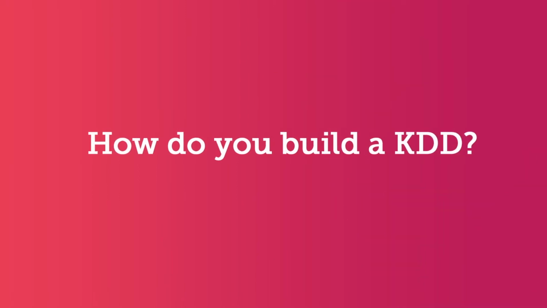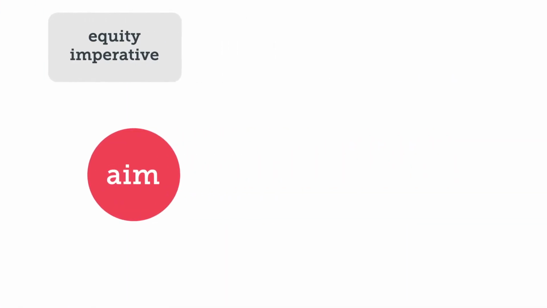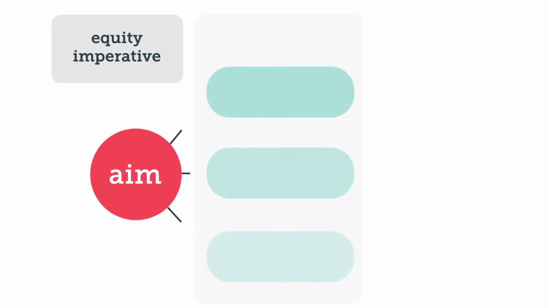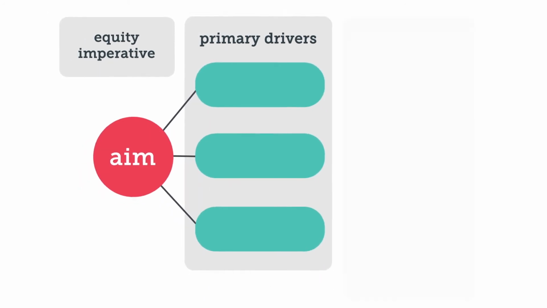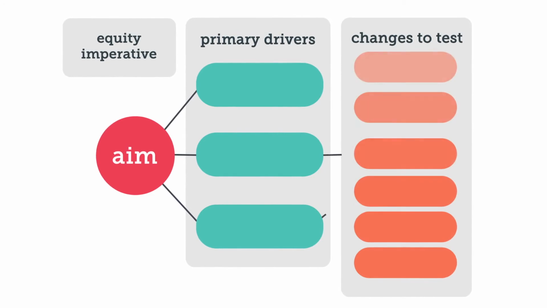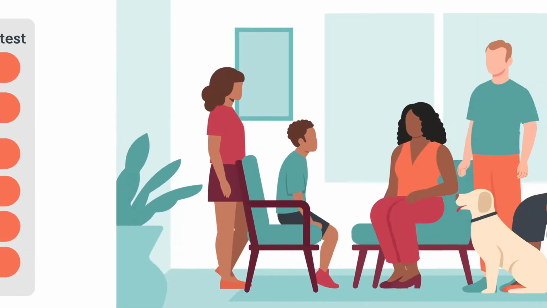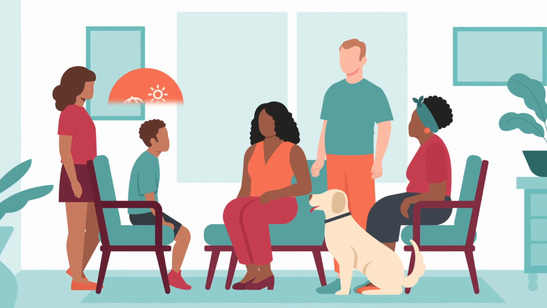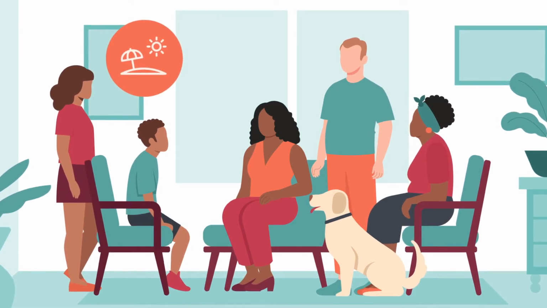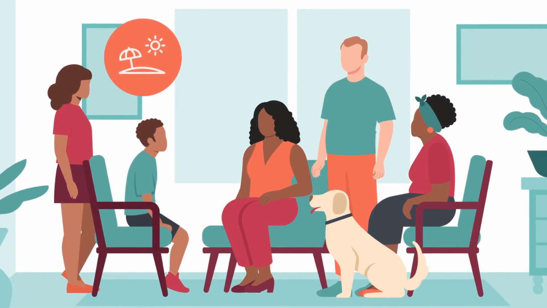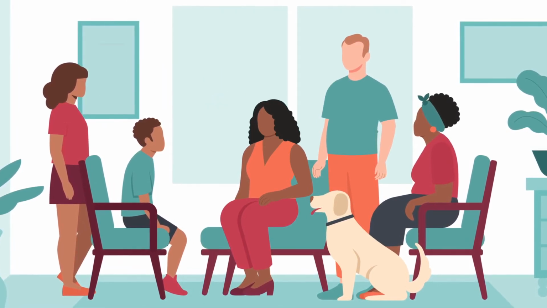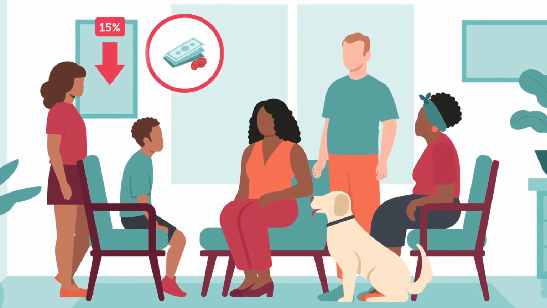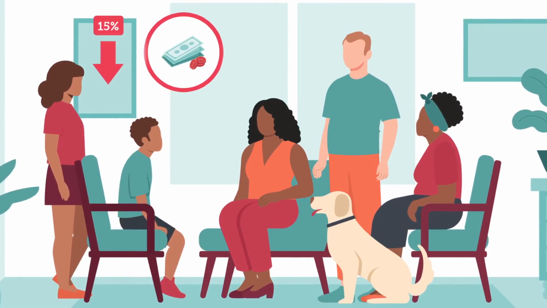How do you build a KDD? Like any theory of change, you build a KDD by first identifying the desired aim or goals and then working backwards to identify all the conditions or drivers that must be in place. And finally, what actions you will take to create those conditions. A simple example would be to imagine that a family is saving money to go on a vacation. Their first step is to set an aim that supports their longer-term goal of increasing their savings account balance for their vacation. Our family agrees to set an aim to decrease their spending by 15% in the next 6 months.